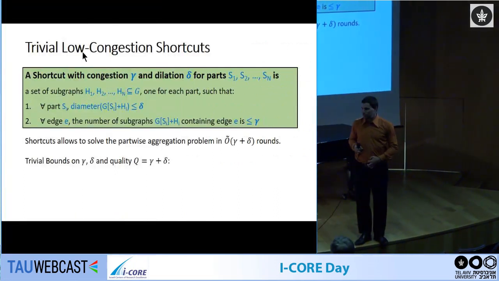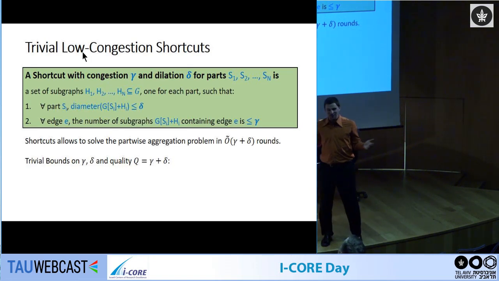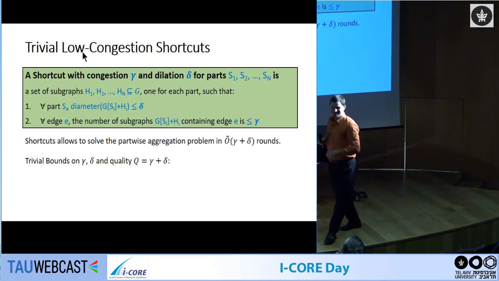What is possible? 1 in n, right? So with a congestion of 1 and a diameter of n, that's possible. I just need to do nothing, right? Very good. Okay, I love this. Another one.